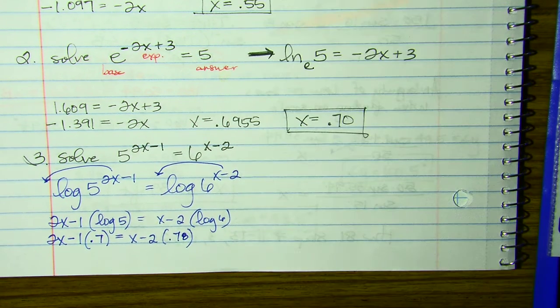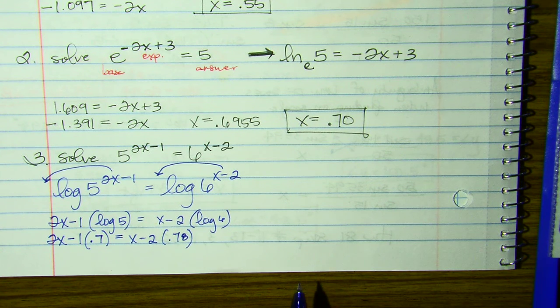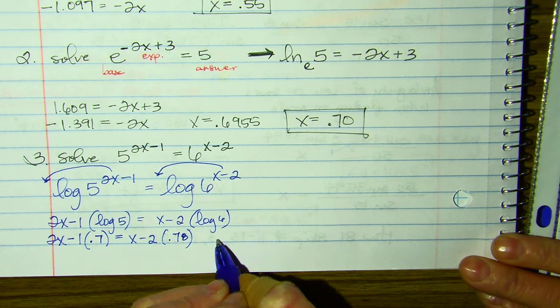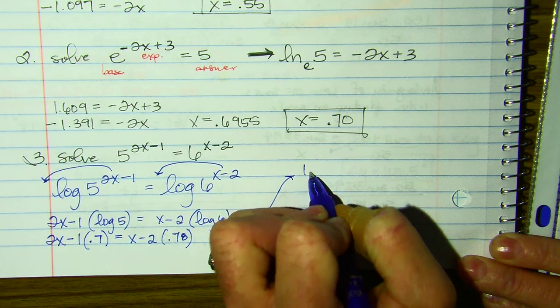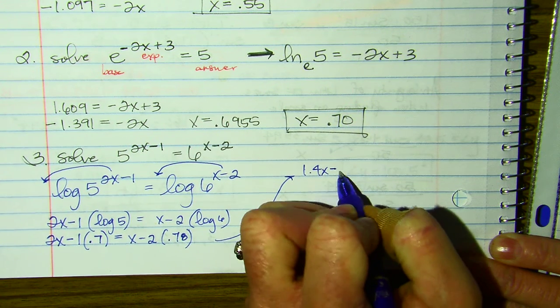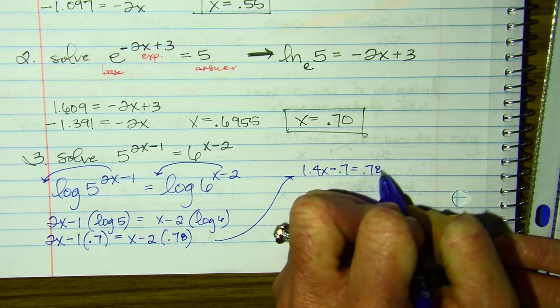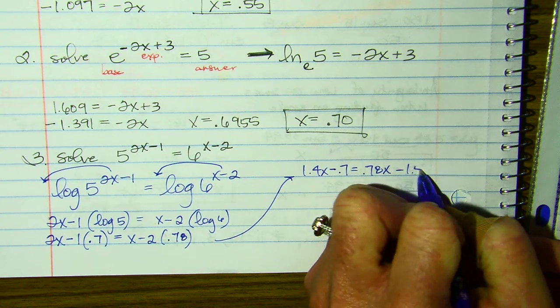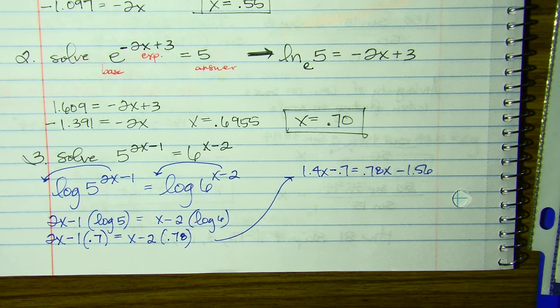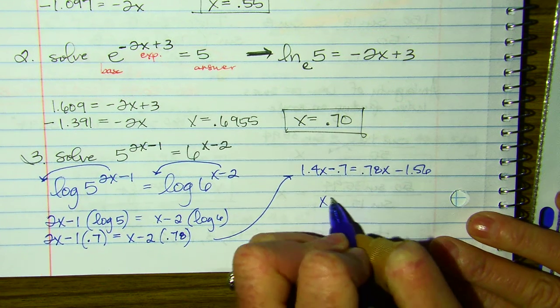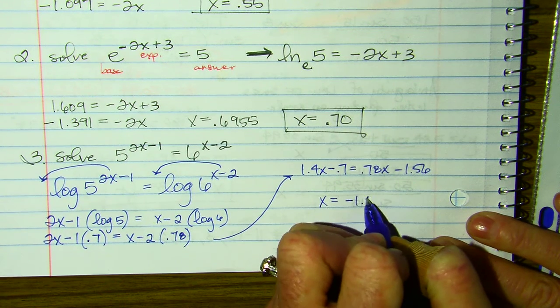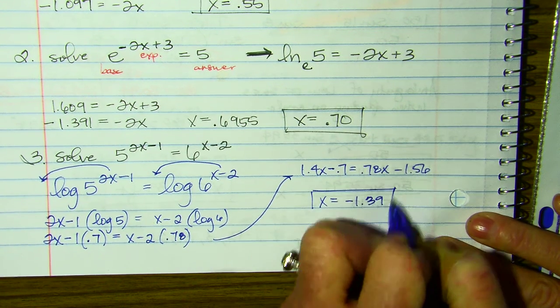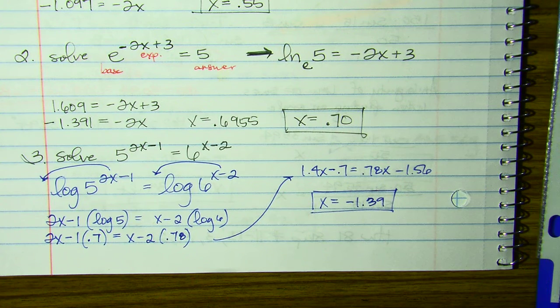And so now I'm going to distribute both sides. And I'm going to write it right here. So I get 1.4x minus 0.7 equals 0.78x minus 1.56. And once you get here, I know you guys are able to solve algebraic expressions. So I get that x equals negative 1.39, or you can round that to negative 1.4. I'm okay with either.